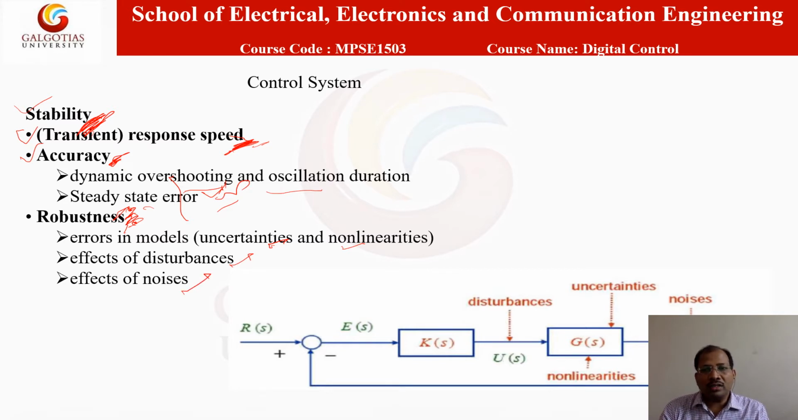This is the same diagram I showed previously in terms of the block diagram. Here we are showing it in terms of the transfer function. R(s) is the reference signal, E(s) is the error signal in the frequency domain, and K(s) is the controller transfer function.